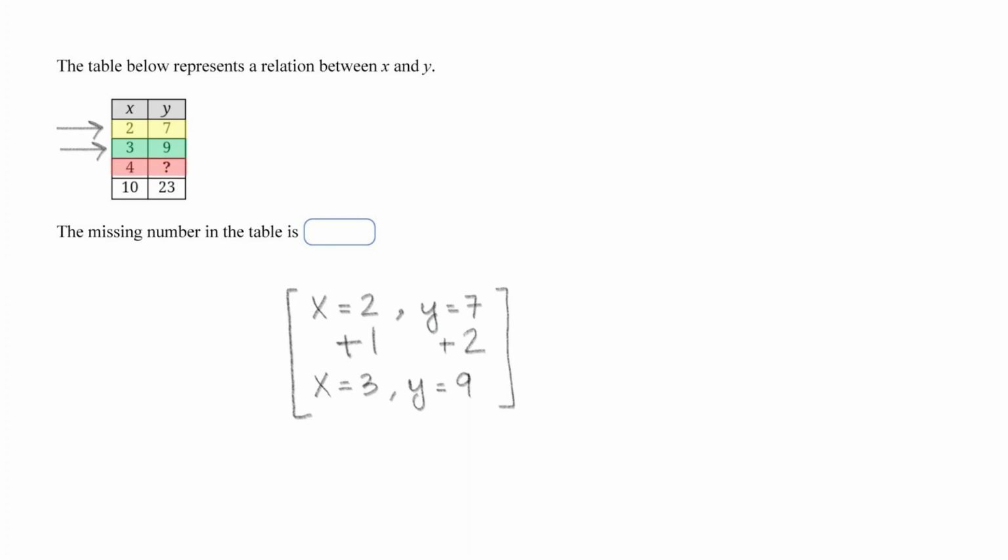Now look at the row with the missing number. X goes from 3 to 4. That is an increase of exactly 1. Since we know y increases by 2 for every one step x takes, we just add 2 to the previous y value. So, the missing number is 11.